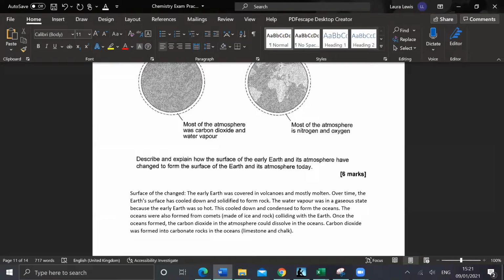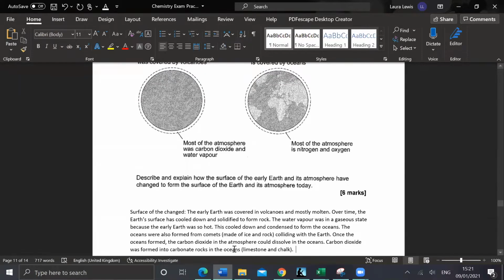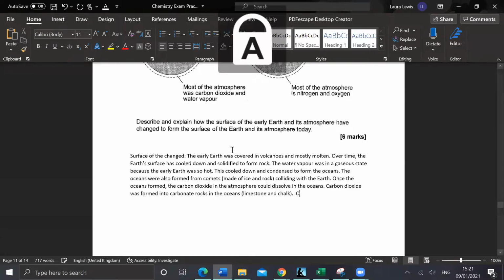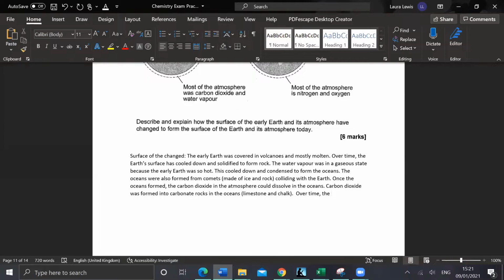Yeah, so actually another difference, I nearly missed this out. There's a subtle thing here, where there's continents and oceans. This didn't have any continents. So over time, the surface of the Earth formed a crust, which was cracked in places.